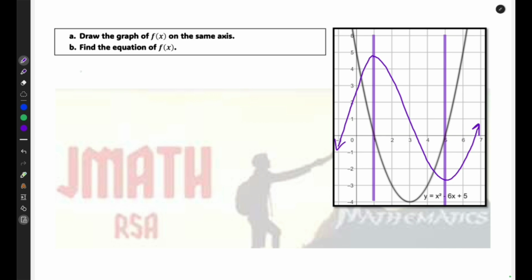Question B, find the equation of f(x). Now, if you know people that take AP Math, or if you take AP Math yourself, then they do that a lot. But in normal maths, you don't really get taught how to do this, but it has been asked in some exam papers. So let me show you how. There are 2 main ways, but let's discuss both, and then you can choose which one you like.